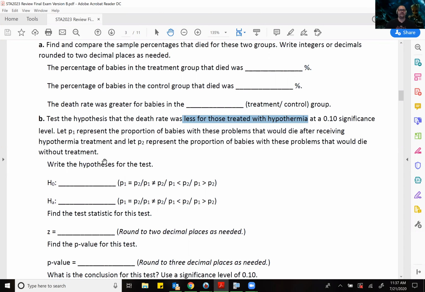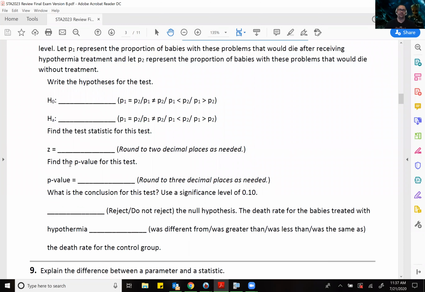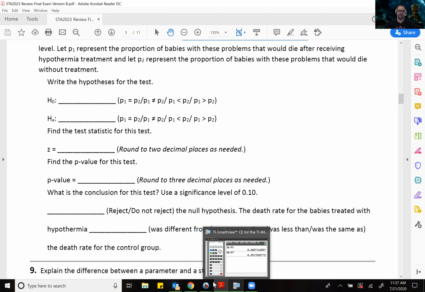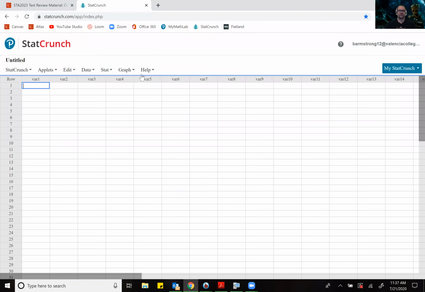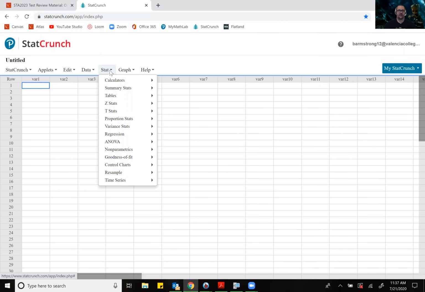All right. So now we need to find the Z statistic. And I'm going to run this using StatCrunch. And then I'll show you the calculator. So first things first, StatCrunch. So we're going to go statistic. We're looking for Z statistics, okay, because this is all about proportions. And this is a 2 sample because we have an experiment and we have the control. And we're going to use it with summary, okay?